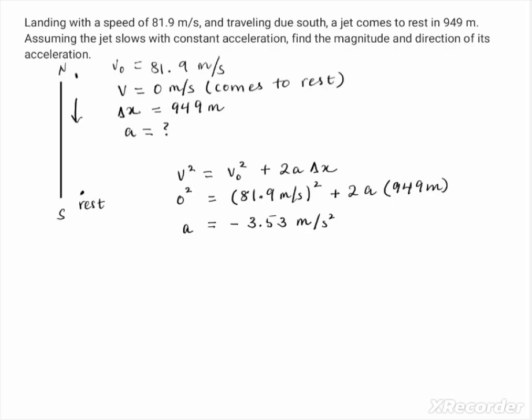So the acceleration is actually a deceleration. If it's a positive value, we call it acceleration. If it's a negative value, we call it deceleration. So the negative value makes sense because the velocity is decreasing. So here our magnitude, meaning how big, of a is 3.53 meters per second squared, and the direction of deceleration is south, so the direction of acceleration is north.